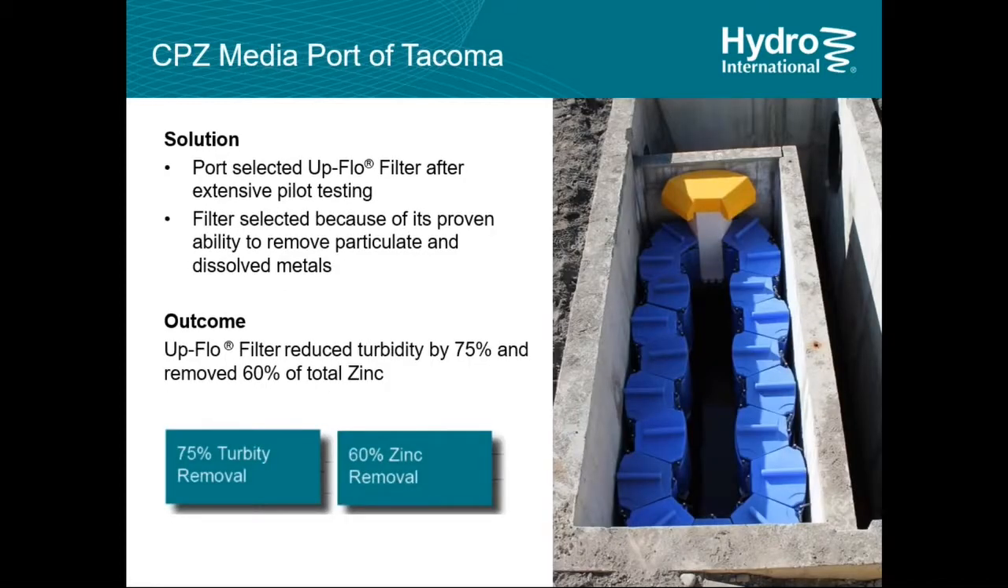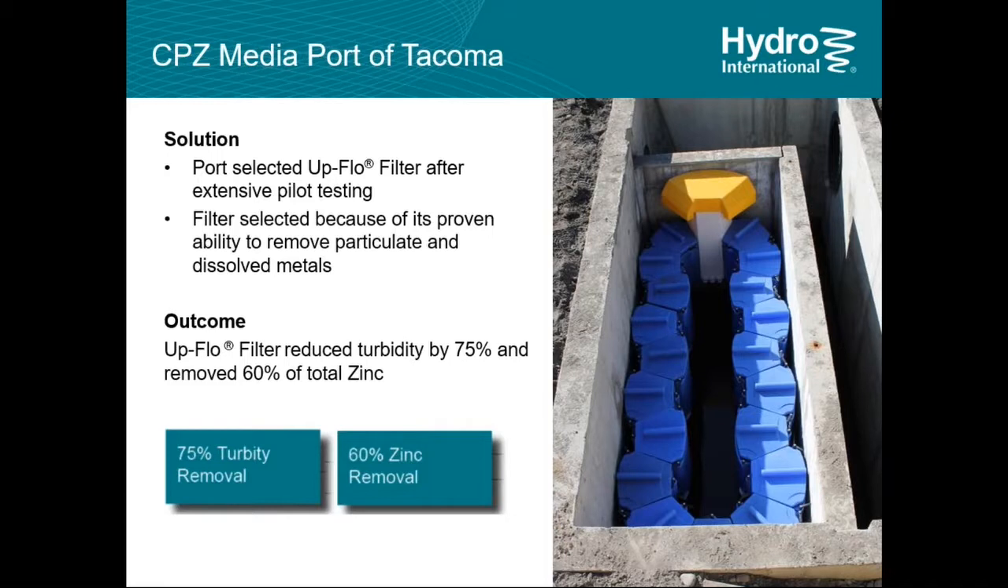The solution: the port had pilot tested many different systems. They selected the Up-Flo filter because of its ability to remove particulates and dissolved metals, and it also helps that it was an actual below ground application. This was not tested in our lab; this was actually a pilot test. The outcome: the Up-Flo filter reduced turbidity 75% and removed 60% of the zinc. So it was a good installation.